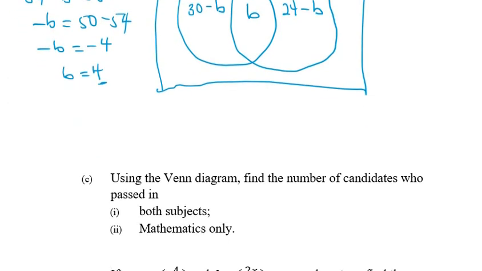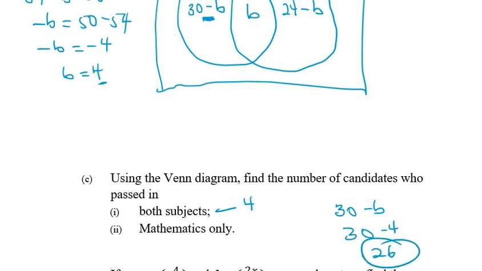So now we've found those who, for both subjects, we had 4. Now they say maths only. Now maths only, we know that maths only is 30 minus B. Okay, so it will be 30 minus B. Then we know that B is 4, so it's going to be 30 minus 4. That will be 26. So this one is for maths only. That is 26. That is all for the C2 as well.